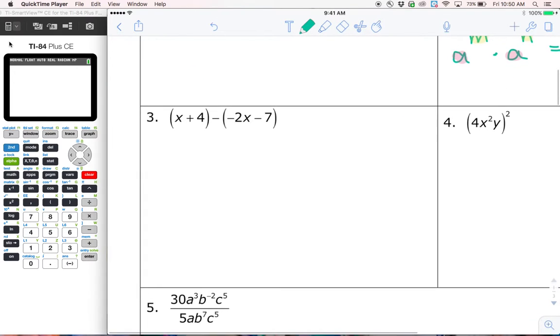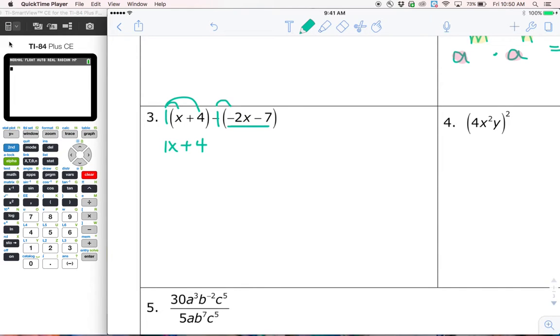Problem 3. Here, we want to combine like terms, but we cannot do that yet. We cannot do it until we have the parentheses gone. So to get rid of the parentheses, we need to distribute. Now, I don't have anything in front of this first group, so I'm going to use the number 1. All right? 1 times x is 1x. 1 times 4 is 4, right? Positive 4.